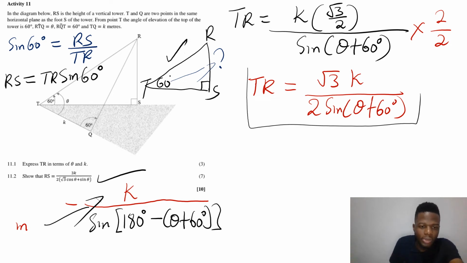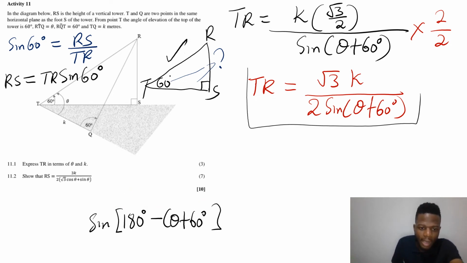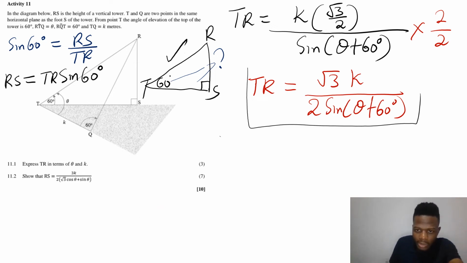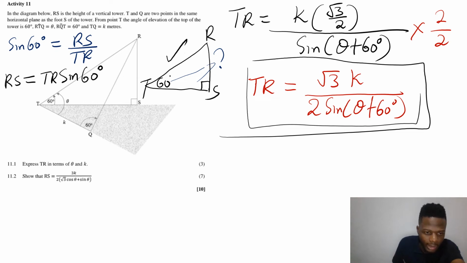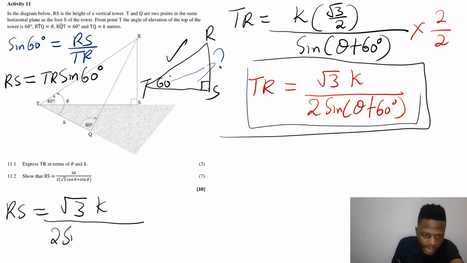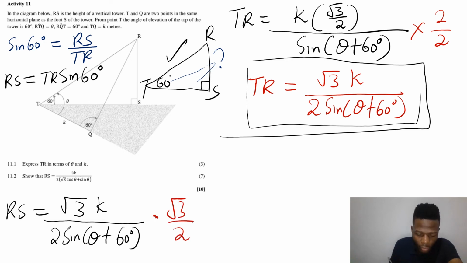Now we need to substitute everything, because we have TR. Where there's TR, I'm going to substitute. So RS is going to give us, what is TR? We determined root of 3k over 2 sine theta plus 60 degrees. And how about sine 60 degrees? It's going to give us root of 3 over 2. I hope you are still following.